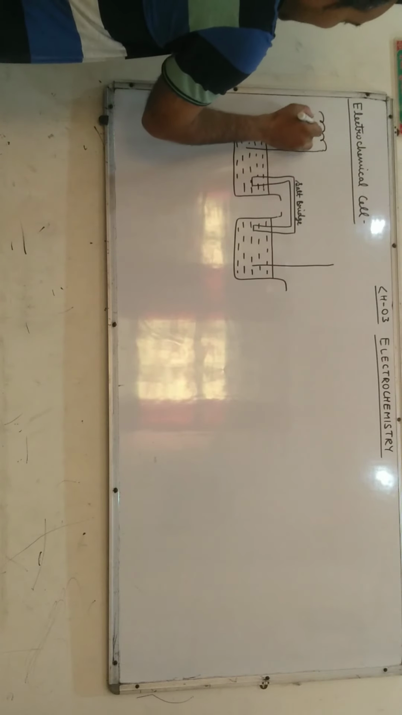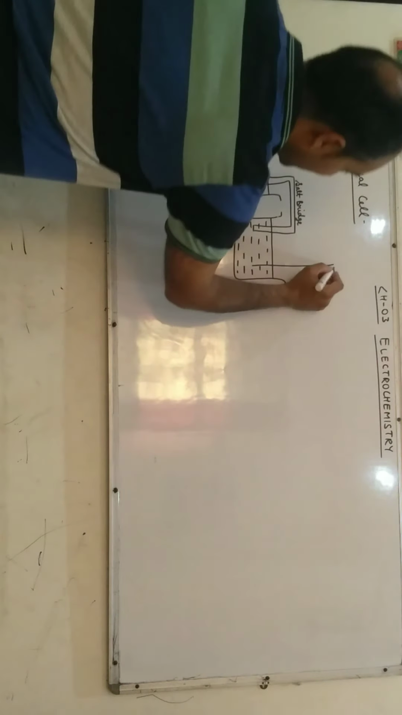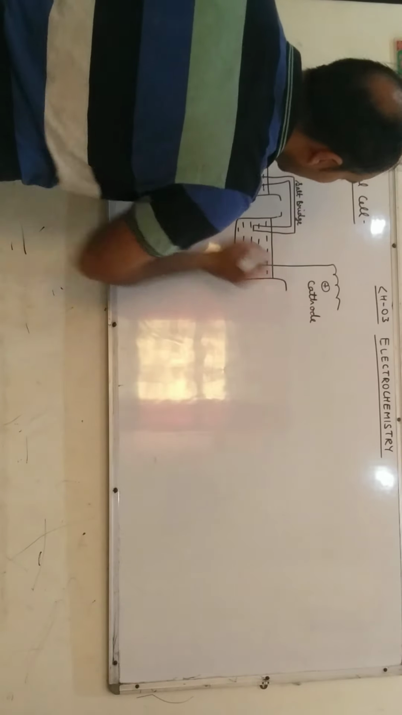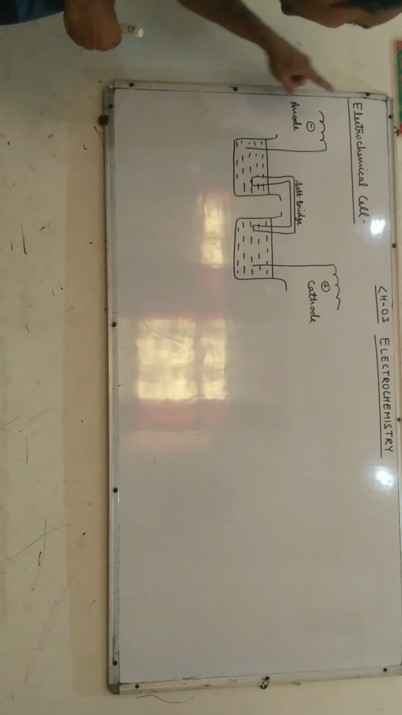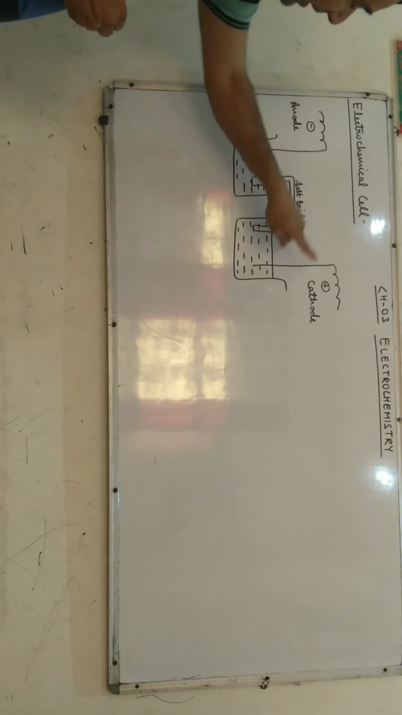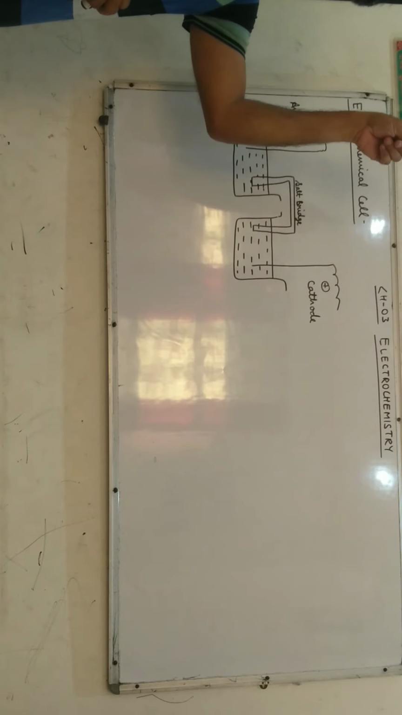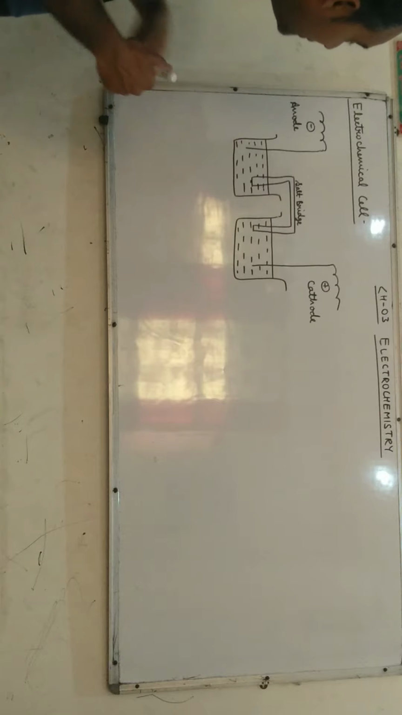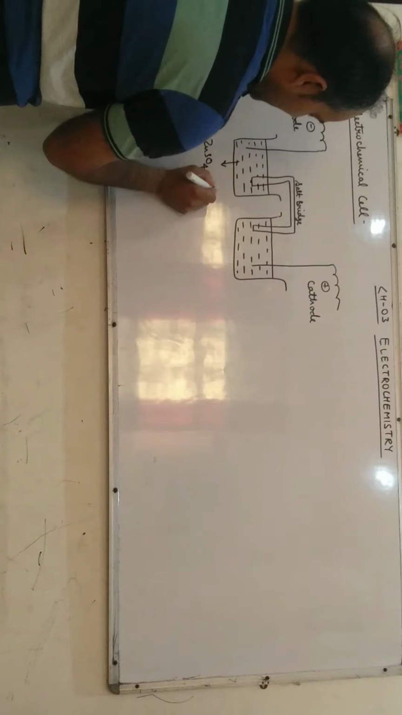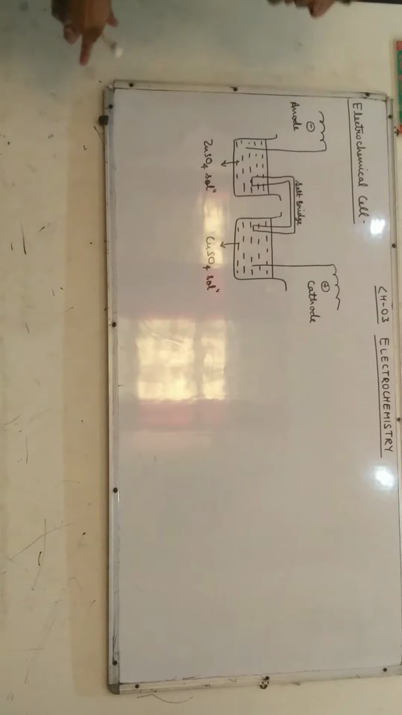Now, this is the negative terminal in electrochemical cell, that is called anode. This is the positive terminal in electrochemical cell, called cathode. Here one thing must be noted. In electrochemical cell, oxidation takes place at anode, but in electrolytic cell, oxidation takes place at cathode. Now, this is a zinc sulfate solution. This is a copper sulfate solution.